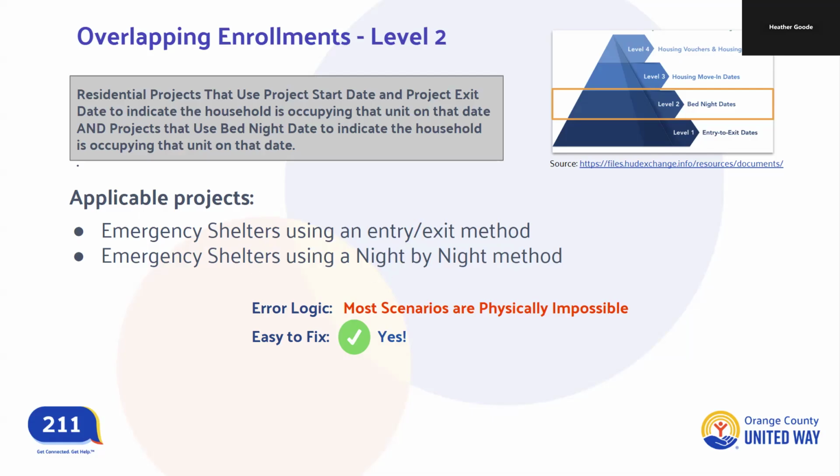These overlapping enrollments are also physically impossible and should be fixed nearly 100% of the time. However, they may also contain 1 or 2 days of overlap that may be explained by shelter closure or opening times or other situations outside the client's control.